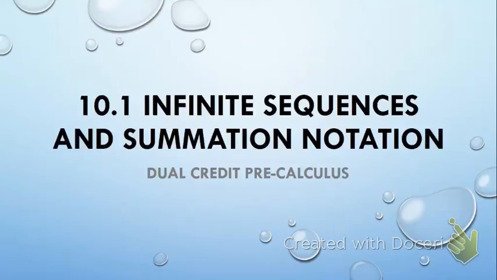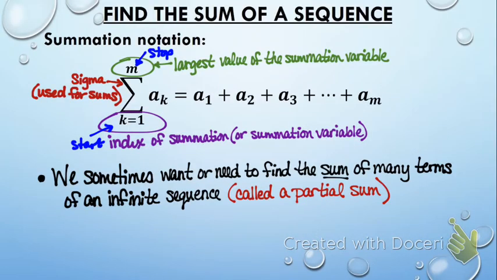Okay, so yesterday we left off having just talked about summation notation. We talked about what that sigma symbol means. Whenever you see a sigma, it means we're going to be adding up a list of things.